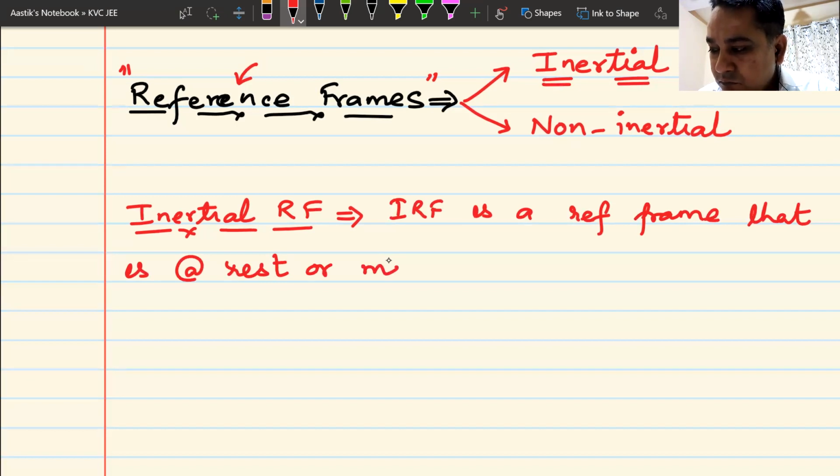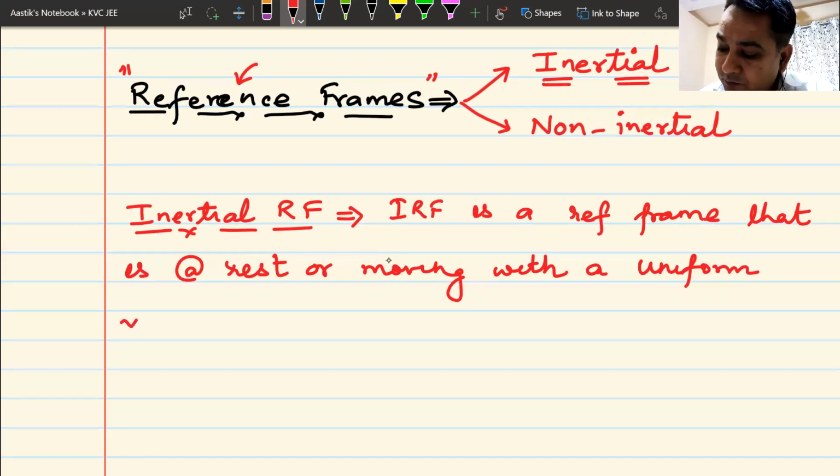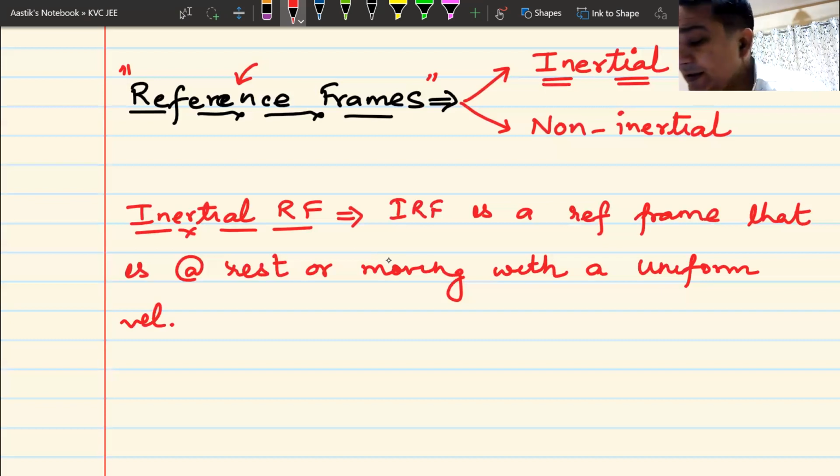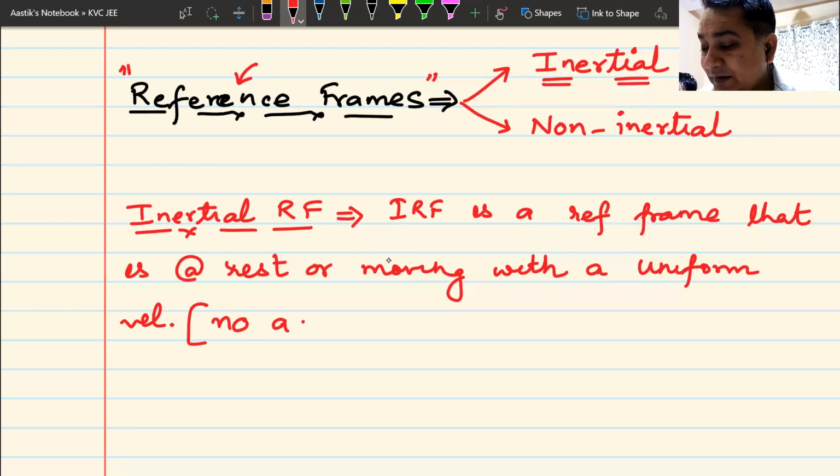or moving with a uniform velocity. Any reference frame which is at rest or moving with a uniform velocity, that means it should not be accelerated. There should not be any acceleration. Such a reference frame will be known as an inertial reference frame.